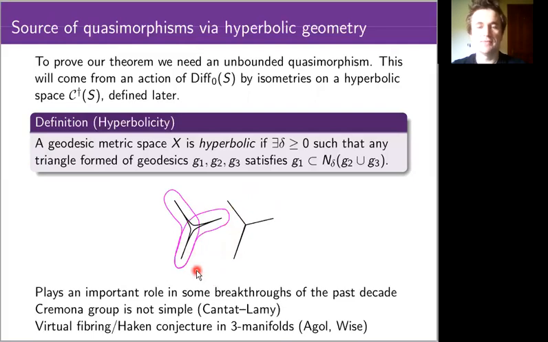Now, hyperbolicity plays an important role in mathematics. So, for example, Cantat and Lamy used an action of the Cremona group on a hyperbolic space to show that it's not simple. And also, hyperbolic groups in geometric group theory play a vital role in the solution of the virtual fibering and Haken conjectures in three-manifolds, using the work of Agol, Groves, Manning, Daniel Wise, and many other people.